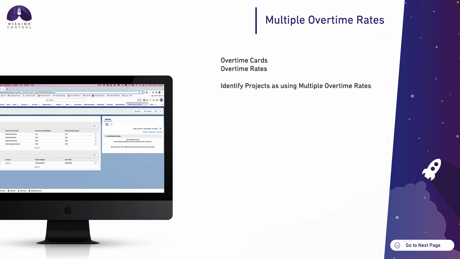So you've got the ability to create overtime cards, and within those overtime cards, create the multiple overtime rates, and then you can identify at an individual project level whether they are using those multiple overtime rates. For any project that is using multiple overtime rates, when you log time against that project, if it is overtime, you will need to specify the overtime rate that needs to be used.